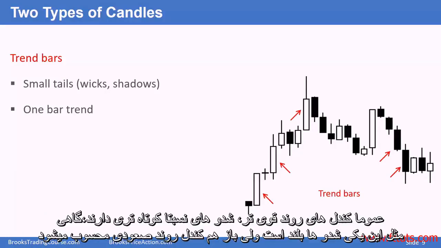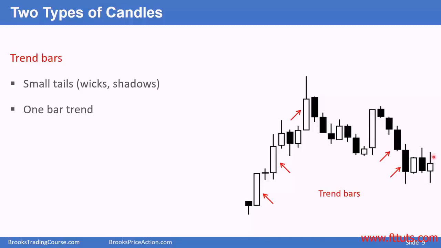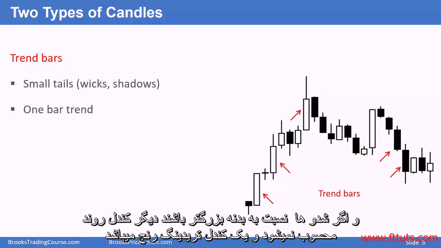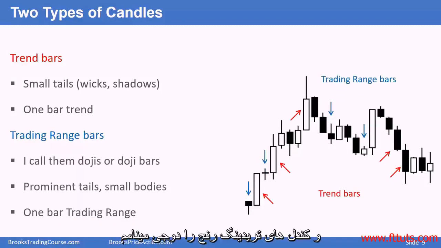In general, the strongest trend bars have relatively small tails. Sometimes they have big tails like that, but it's still a bull trend bar. It's mostly a bull trend bar. And if the tails are more prominent relative to the size of the bodies, I tend to say that's not a trend bar. It's more of a trading range bar. And I refer to trading range bars as dojis.